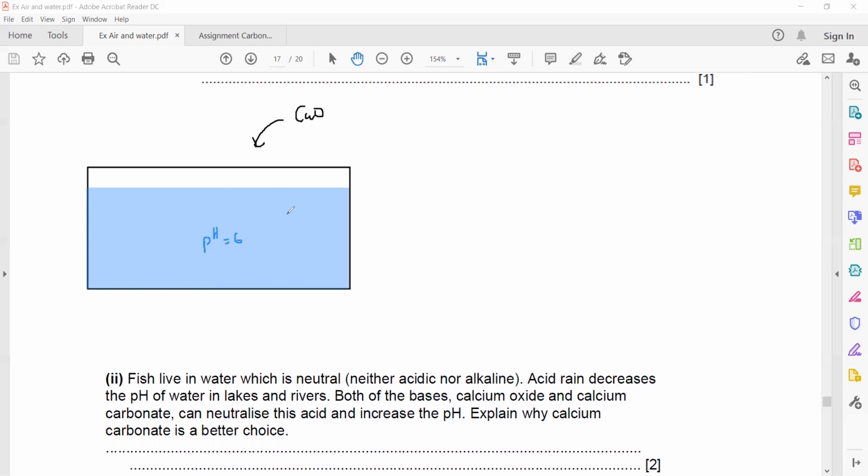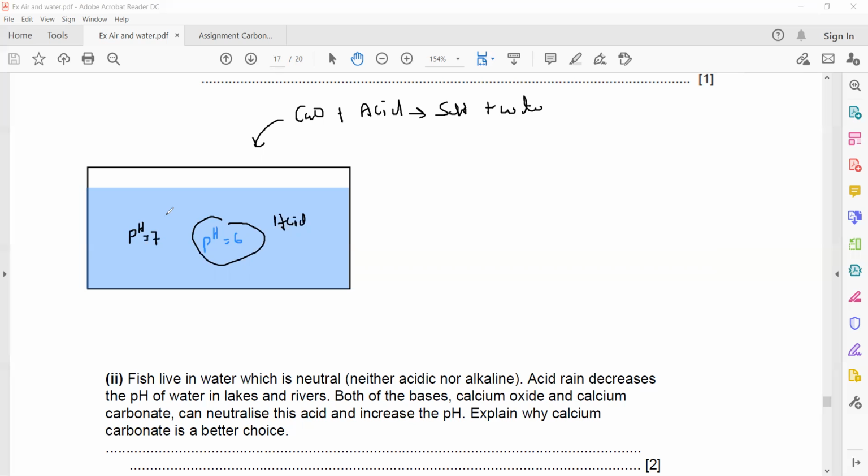When we add calcium oxide, the calcium oxide will react with acid. So metal oxide plus acid results in the formation of salt and water. So when calcium oxide is added, acid will react, so the amount of acid will decrease. As the amount of acid decreases, it will neutralize. So then the pH will become 7 when all of the acid is used.